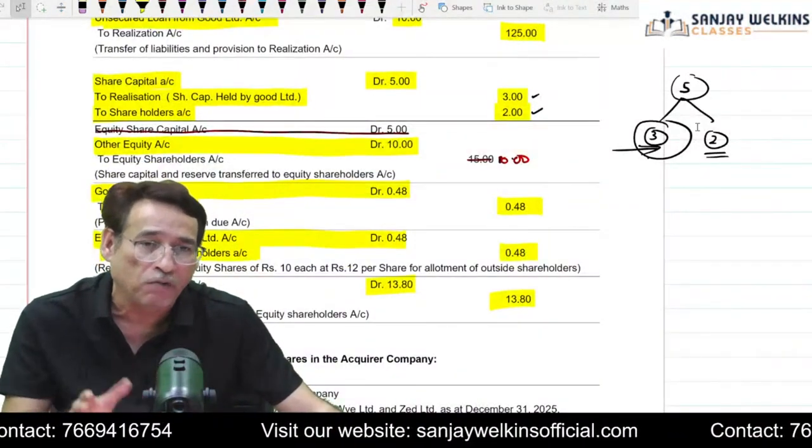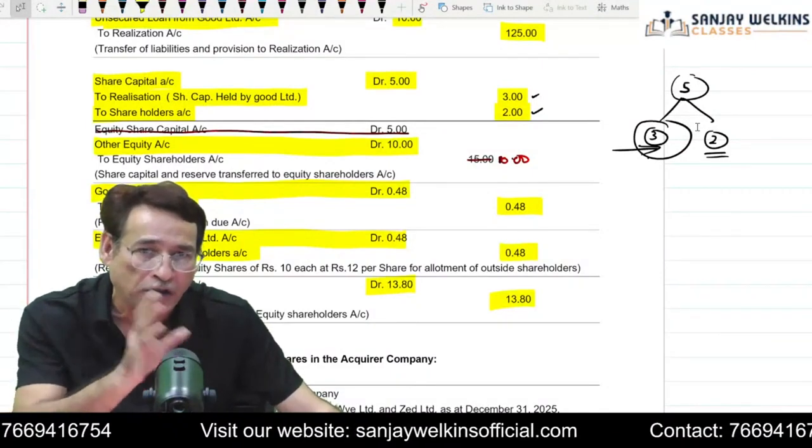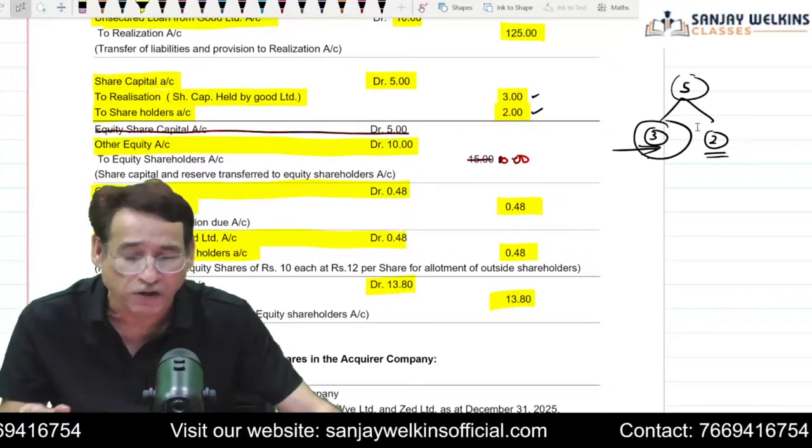Only that portion which is held by outsiders is posted there. The portion which is held by the acquirer needs to be posted to the credit side of realization. Why? Because it is a gain to you.